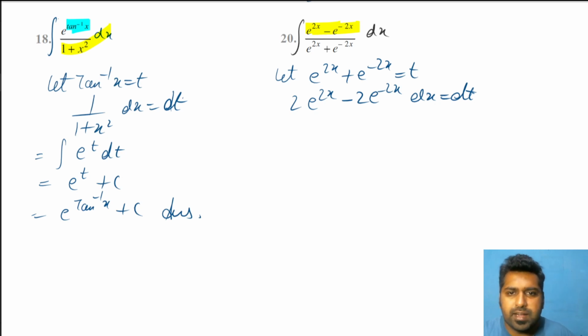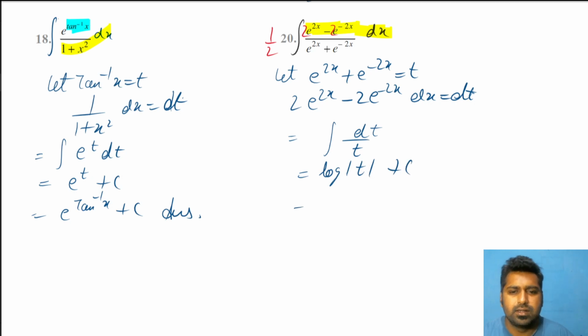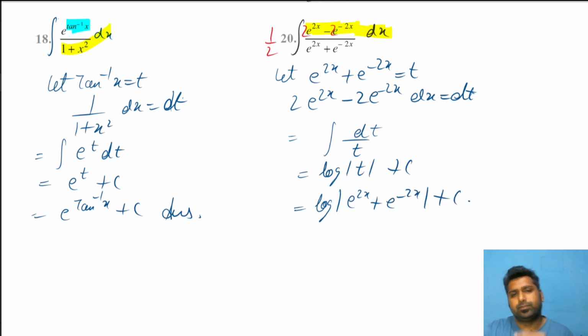So what can we do? We'll multiply each term by 2. Basically we are multiplying the whole numerator by 2, so we have to divide by 2 also. So I've multiplied by 2 and then distributed along this, so the whole expression becomes your dt now. After that this becomes a very simple question. Numerator is dt, denominator is t, so log mod t plus c, log mod e raised to power 2x plus e raised to power minus 2x plus c. Simple enough, easy enough.